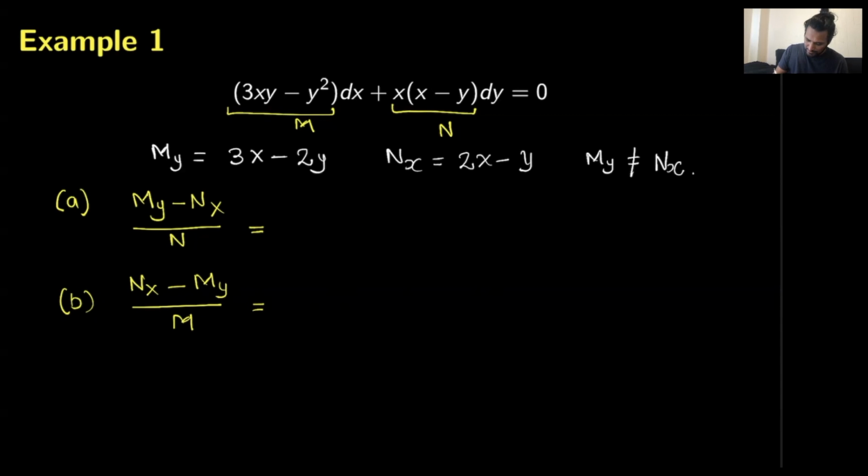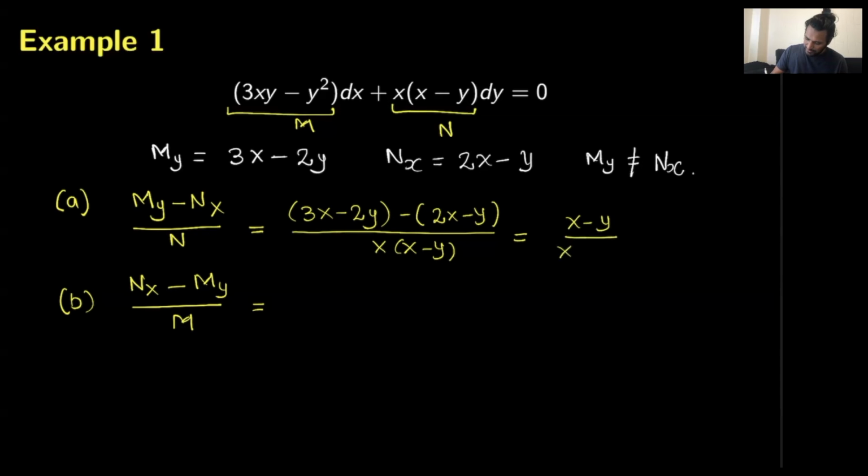So if I calculate My minus Nx, it is 3x minus 2y, and then there is a negative sign here, and this is 2x minus y, and the whole thing is divided by N, which is x minus y. Then I will compute this. So this is x minus y on the top, and then we have x minus y. So this turned out to depend only on x. So this factor is only depending on x. I will compute the second one as well.